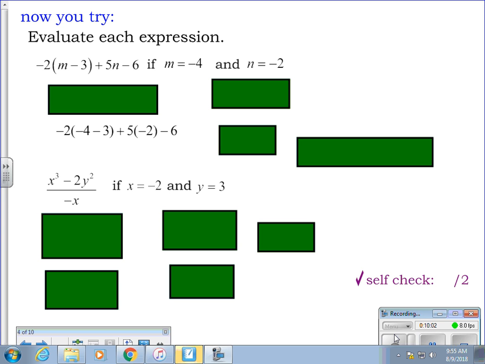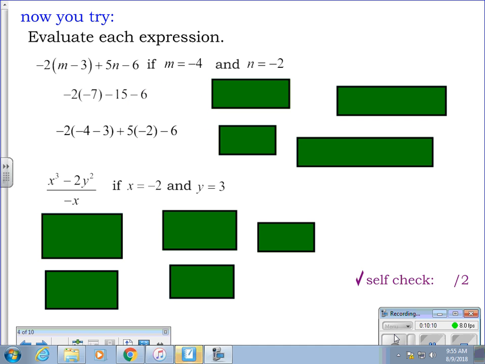My bad, I put them in the wrong order. So your first step, just plug the numbers in. Second step, start to simplify. 4 minus 3 is negative 7. I went ahead and multiplied the 5 and negative 2, and I got negative 15.